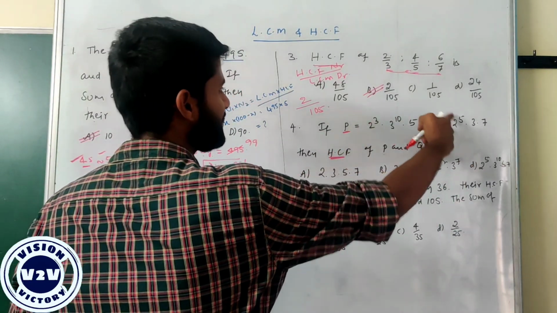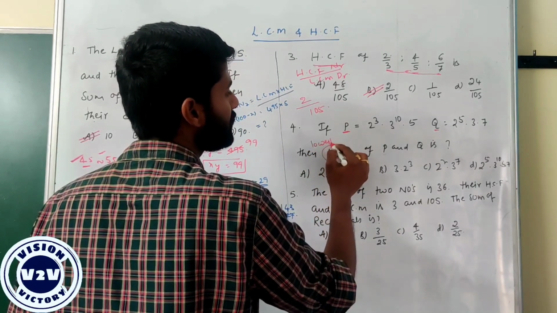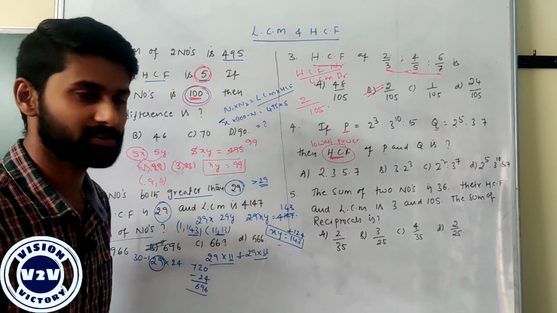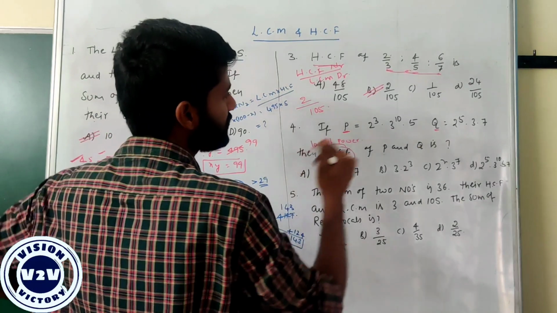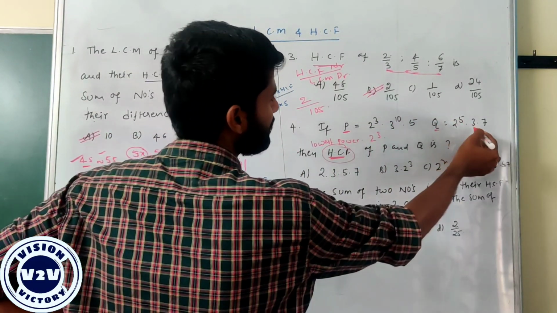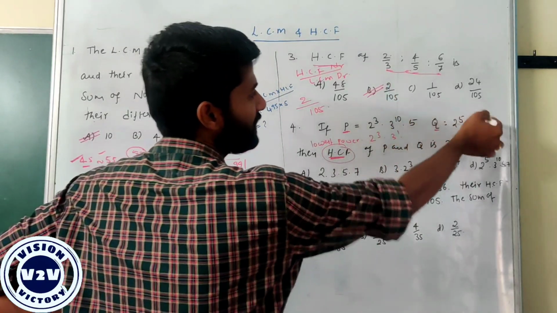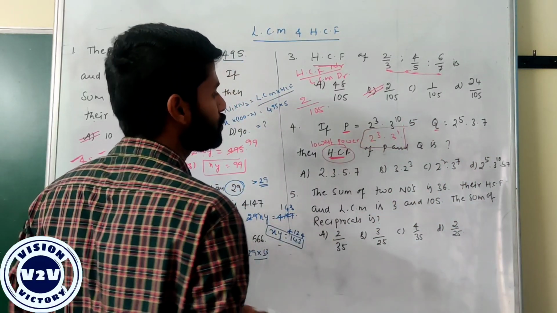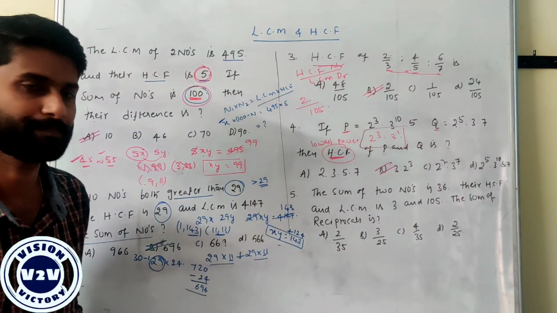If it is a factorization concept, the HCF always considers the lowest power. And definitely we require a common number, as mentioned in the previous session. See, the lowest power of 2 here is 2 cube. And for 3 power 10 and 3 power 3, the lowest power is 3 power 1. And 5, there is no common number. 7, there is no common number. So the answer is 2 cube into 3. So option is B.